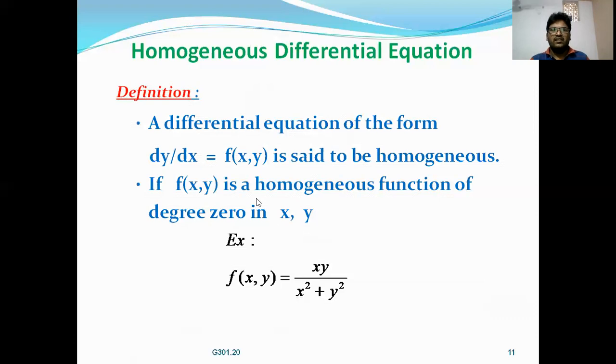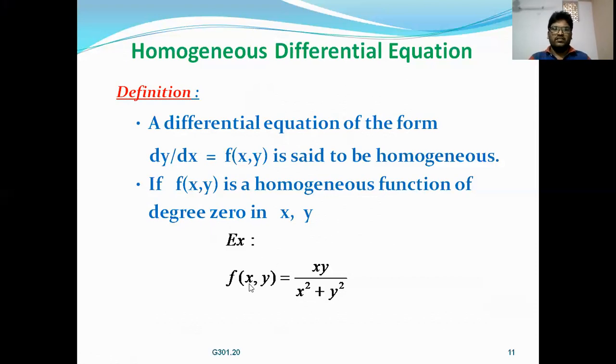And see here, its degree must be 0. I will explain once again. A differential equation of the form dy by dx is equal to f of x comma y is said to be a homogeneous differential equation if the function f of x comma y is a homogeneous function of degree 0. When the function's degree is 0, the equation is a homogeneous differential equation. It must compulsorily be a homogeneous function of degree 0.